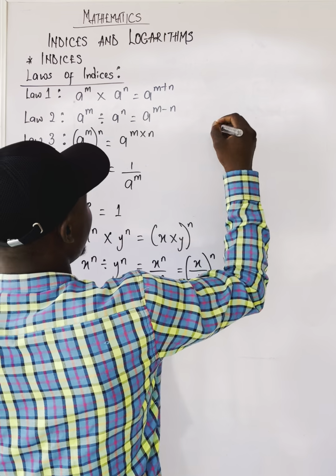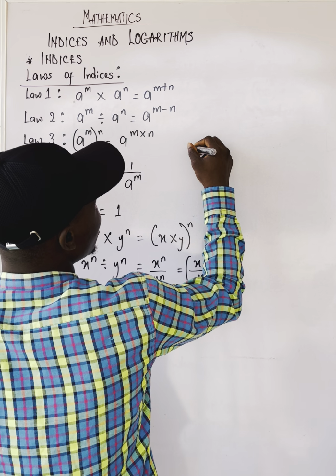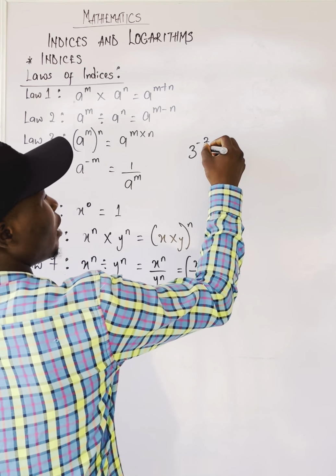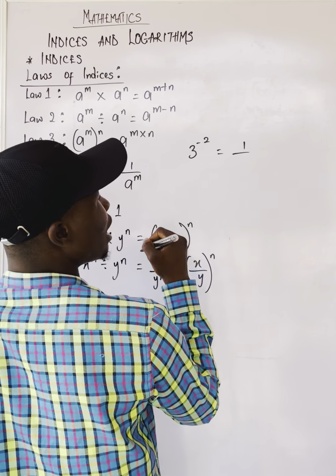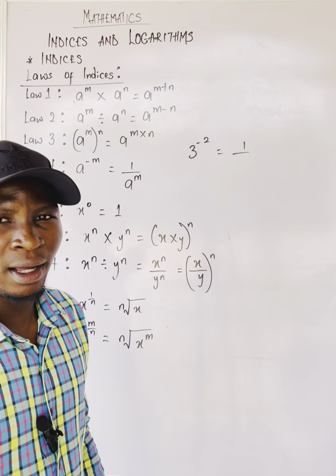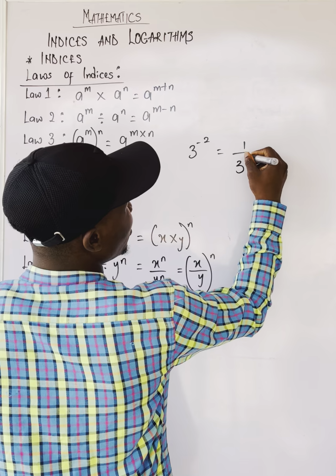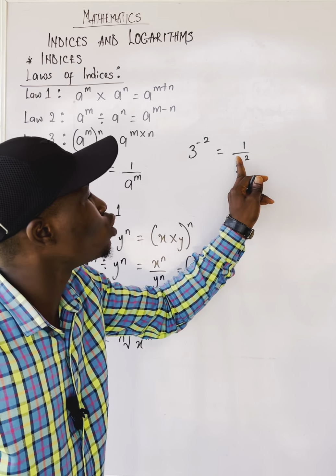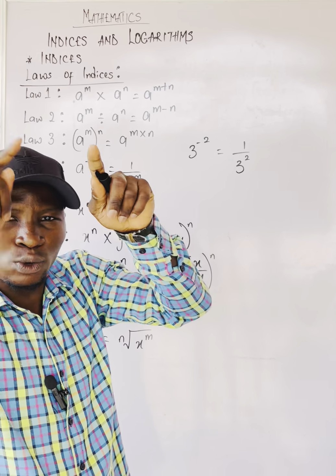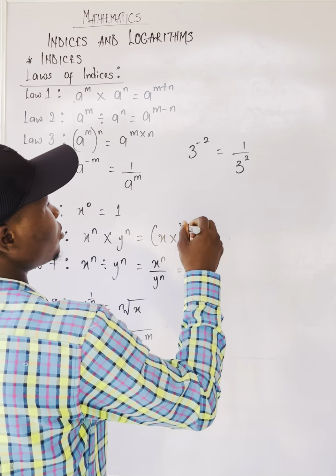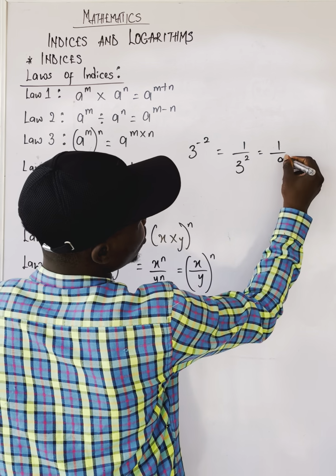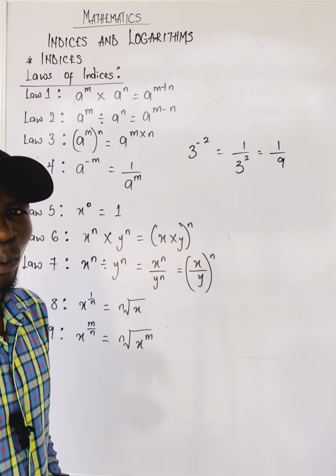So let's say, for example, I have 3 to the power of minus 2. If I want to rewrite it, I will write it as 1 over, because anything raised to the power of minus can be written as 1 over. So that will be 3 to the power of 2. It will not be minus 2 again, because that minus is gone, since you've written it as 1 over. That will give us 1 over 3 to the power of 2, which is 1 over 9. Do you get? Please take note.